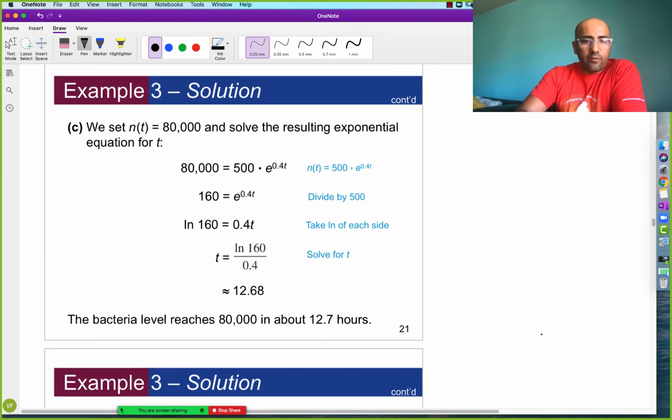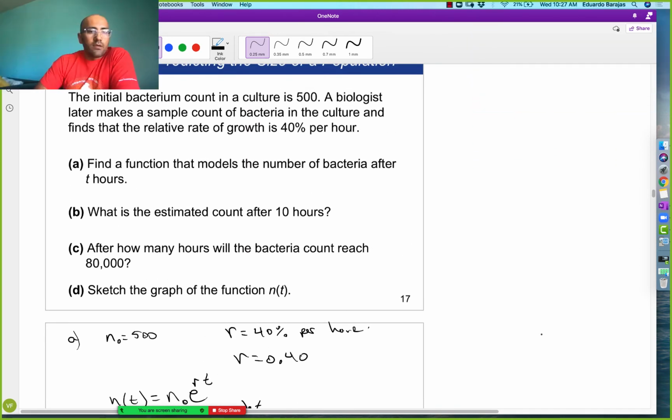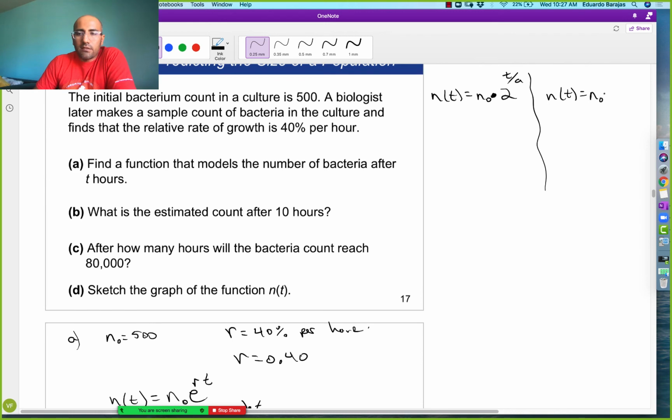Before we move on to radioactive decay, actually I want to do something different here. Let's look at this just to highlight the differences between the two. So here we had bacteria initially had 500, and they're telling us that it's growing at a rate of 40% per hour. We can also look for its doubling time. Remember, we have these two formulas, and they're both very similar. We had N of t equals N naught times 2 to the t over a, where a is the doubling time. And then we have this other formula, N of t equals N naught e to the power of rt.